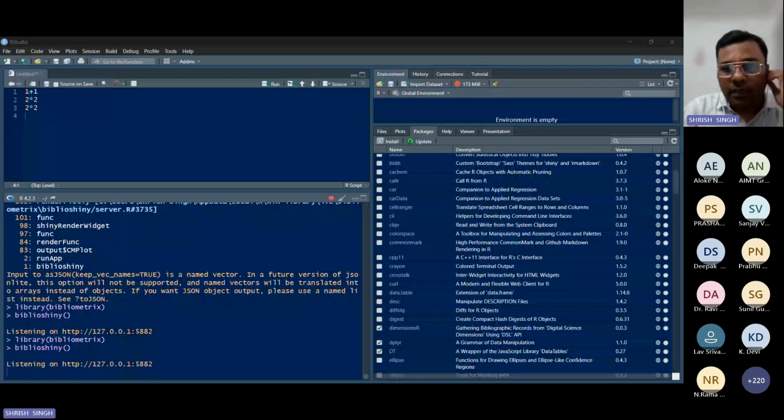I think there is some net connectivity issue. That's why it is very slow. Otherwise, it doesn't take much time.